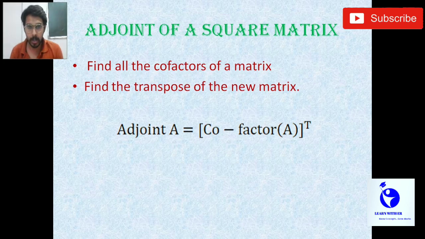So let us quickly go down with the formula to find the adjoint of A. As you can see here, the adjoint of A is given as cofactor of A to the power of t, that means it is the transpose of the cofactor of matrix A. Whenever we are finding the cofactor of the matrix, we will find the entire cofactor of all the elements, put it in the newly formed matrix and then find the transpose of the matrix. In this way we can find the adjoint of the square matrix.